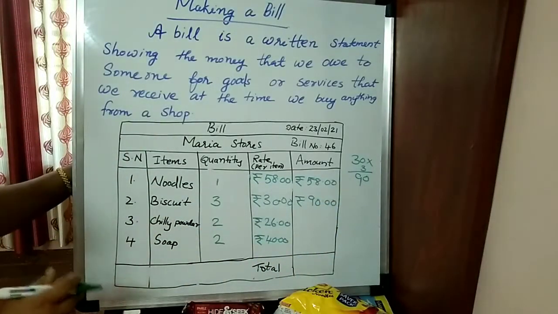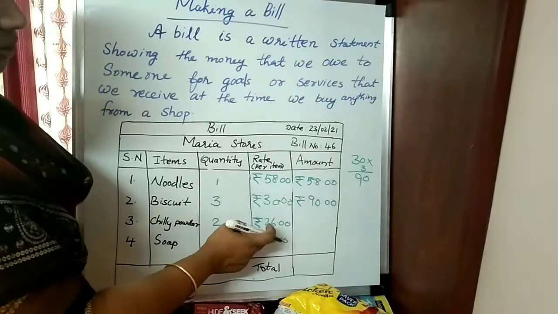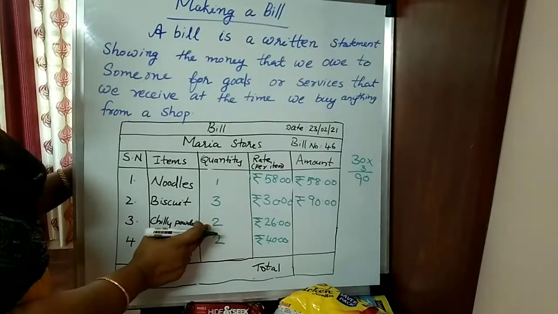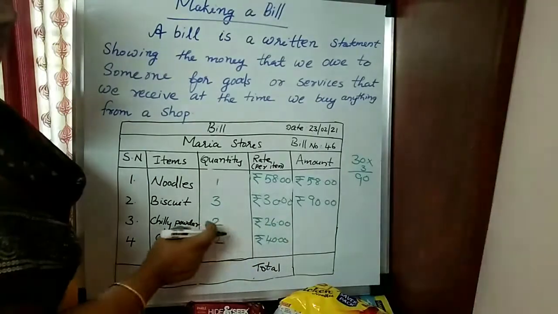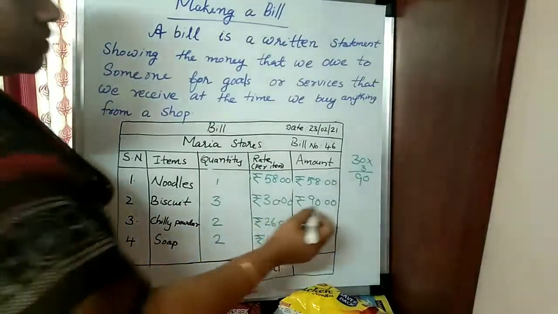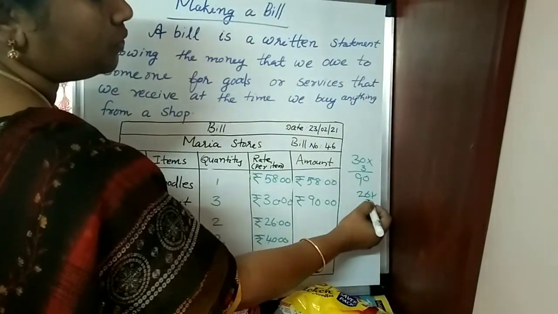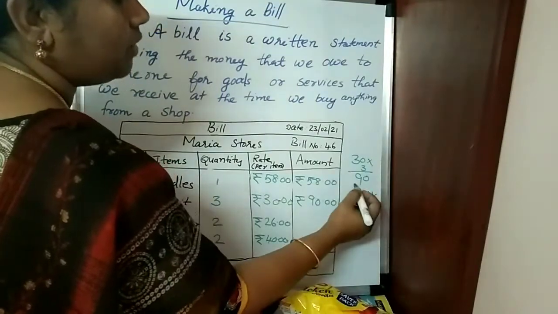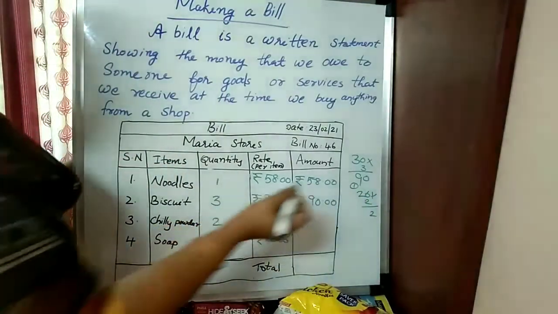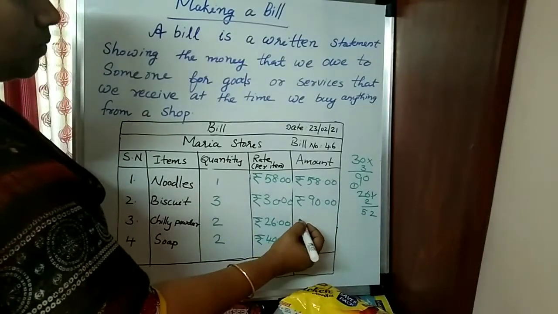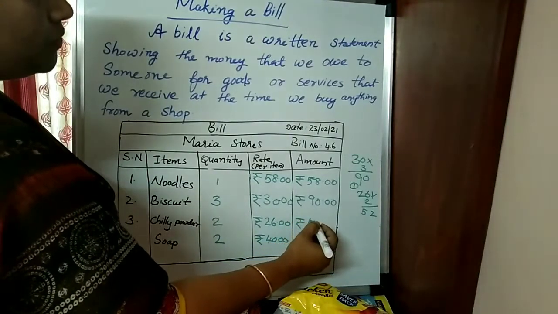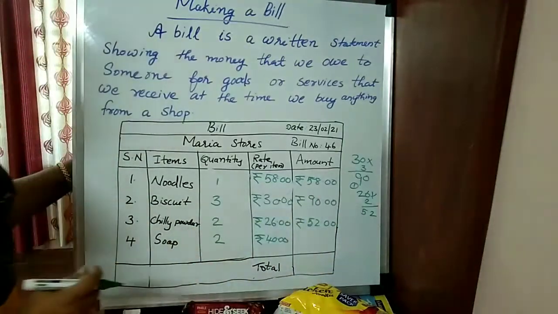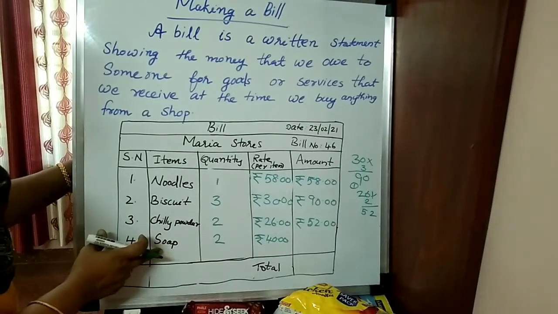Then which is our third item? Chili powder. Each costs rupees 26. Then what is the cost of 2 packets? Yes, you multiply these two numbers. 26 into 2. 6 2s are 12. Carry 1 over here. 2 2s are 4. 4 plus 1, 5. So what is the cost here? Rupees 52.